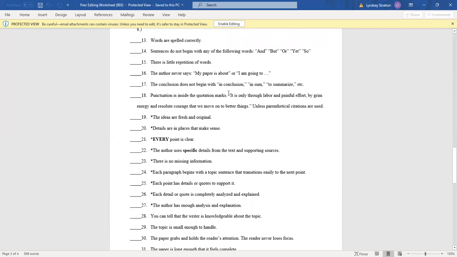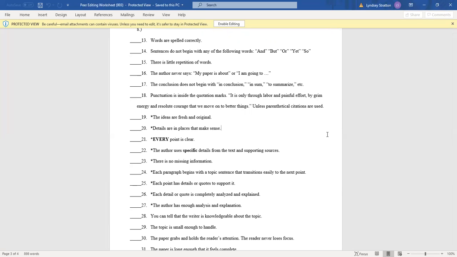Punctuation is inside the quotation marks, unless you are using a parenthetical citation, okay? So with this particular one, this is number 18, you then have probably already cited the author, and there are no page numbers. Okay, so it would say Godot stated, it is only through labor and painful effort, blah, blah, period. There's no page numbers because maybe it's a website. I don't know.